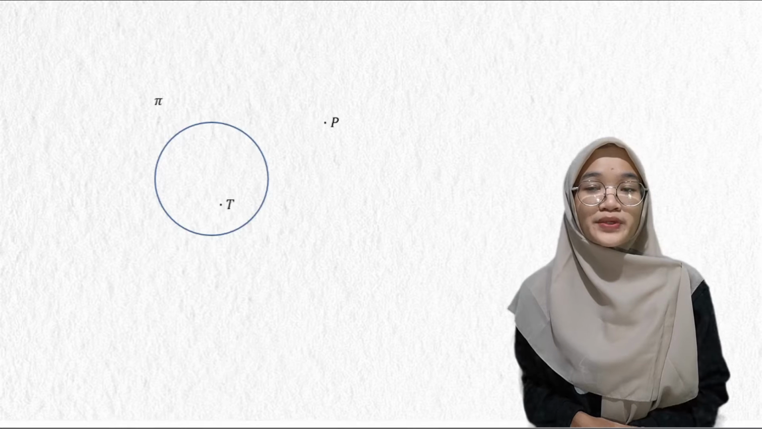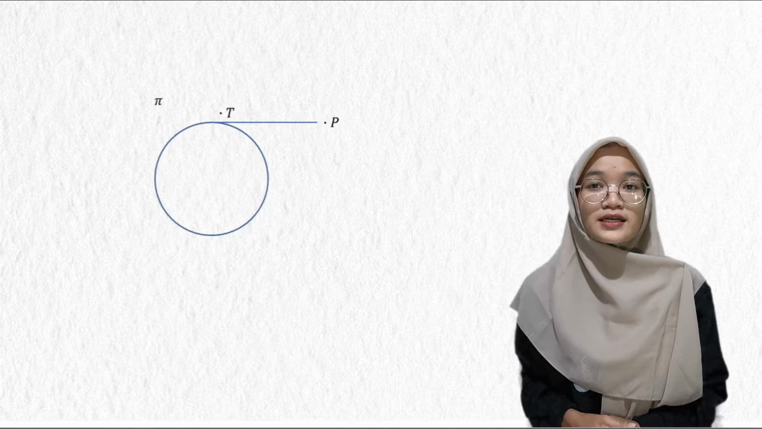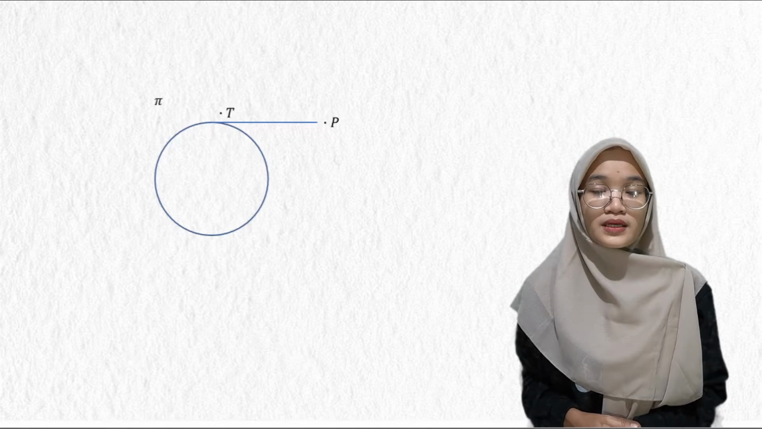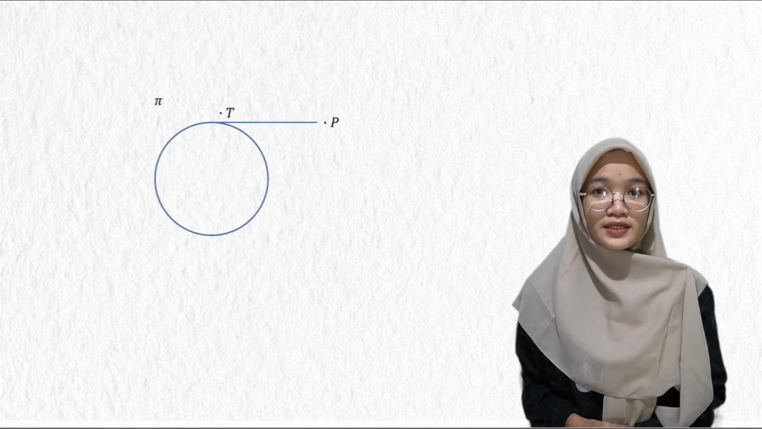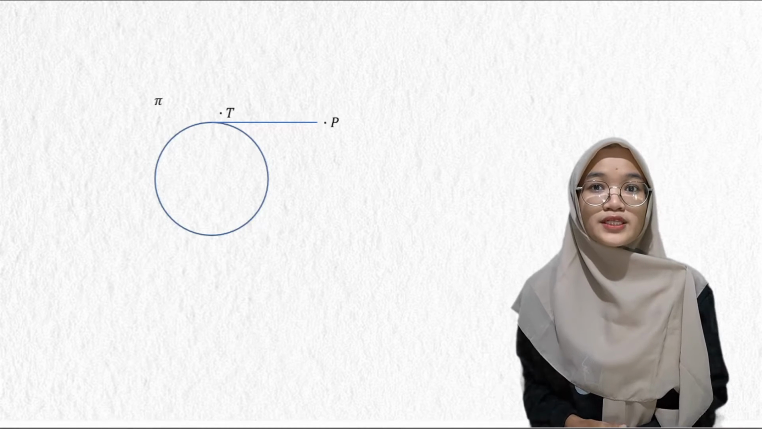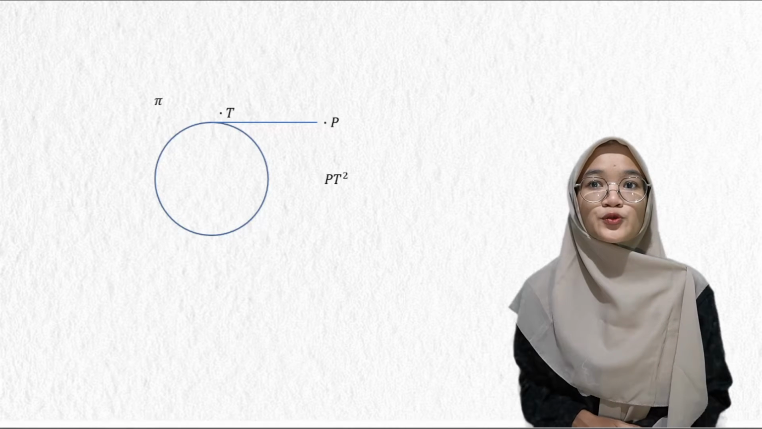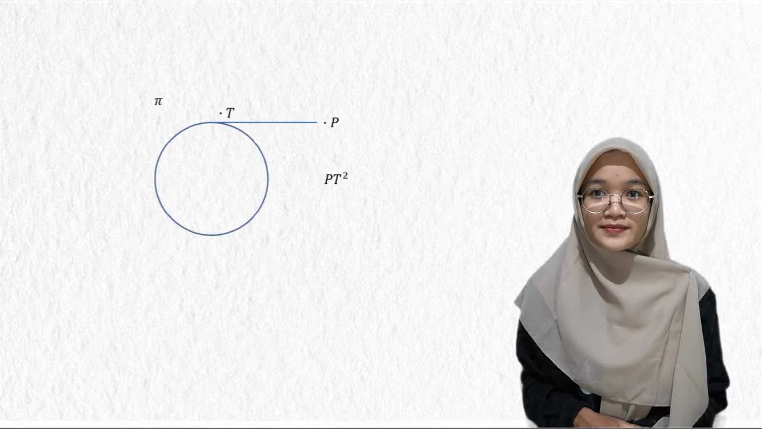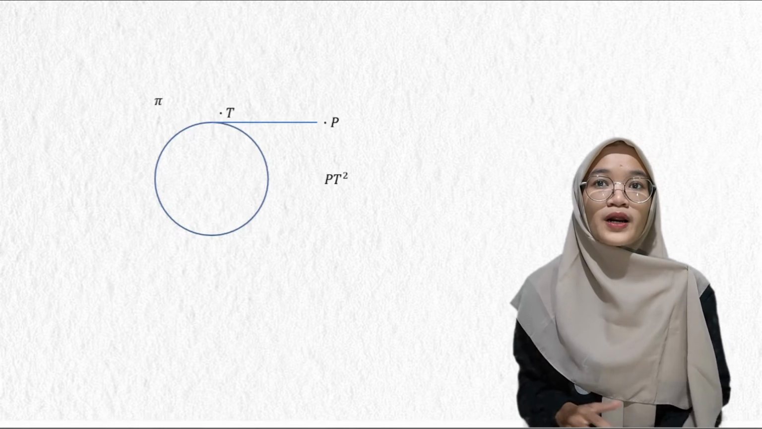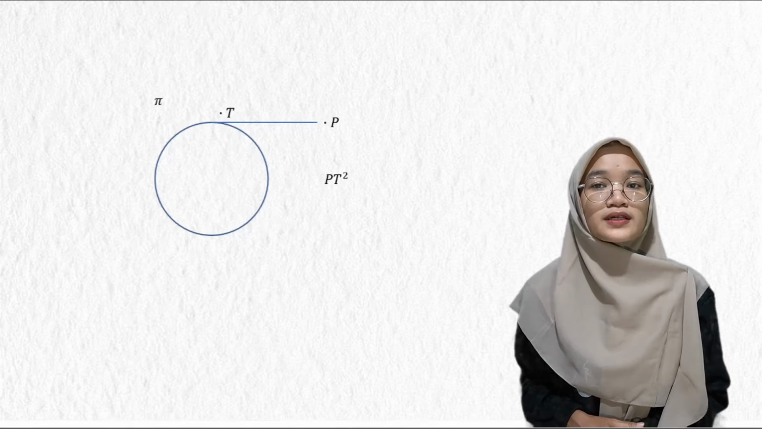We try to draw a tangent from the point P to gamma. Of course, if P is inside the circle, that won't be possible. But for the moment, let's suppose it's outside the circle. And suppose the tangent point is T, then PT square is supposed to tell you how far the point P is from the circle gamma.